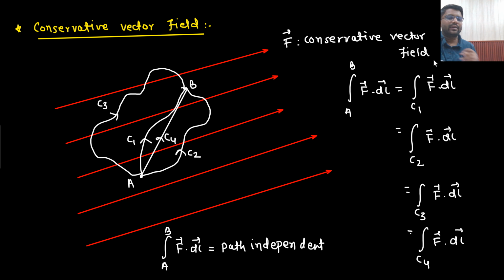Sir, in a conservative vector field, if you are going from point A to point B, no matter whichever path you are following, F dot dl will give you the same result. This is the meaning of a conservative vector field. Say yes or no. Understandable? Very simple, very straightforward concept. Now, this is the first concept.